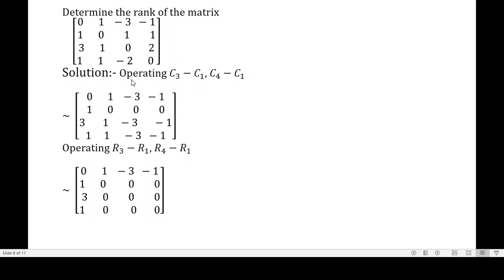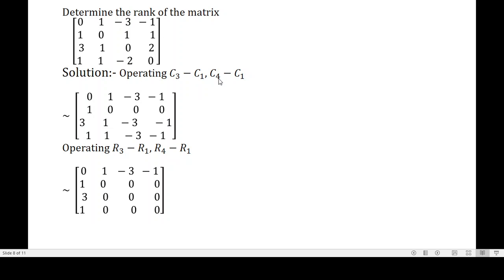Okay. Here let me consider C3 minus C1. C3 minus C1. So this element becomes 0. Minus 3 minus 0 that is minus 3. 1 minus 1 this is 0. 0 minus 3 that is minus 3. Minus 2 minus 1 which is equal to minus 3. Now this given matrix is equivalent to the matrix 0 1 minus 3 1 0 0 3 1 minus 3 1 1 minus 3. Up to here we got the same.